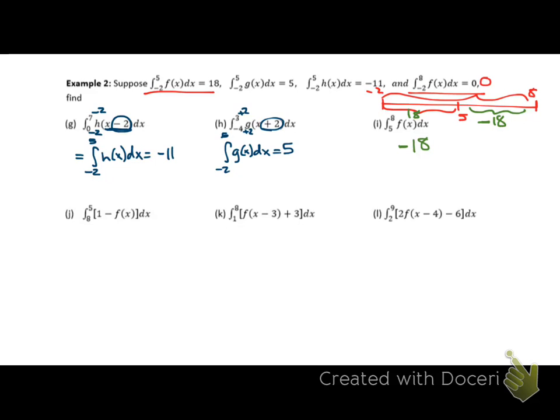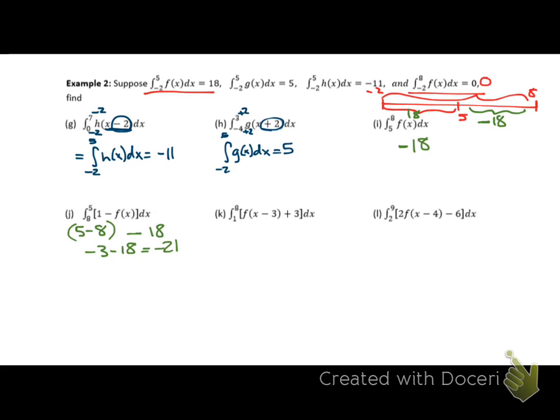J. We have 1 minus f of x dx from 8 to 5. Now, we know what it is from 5 to 8. It's negative 18. So f of x here is going to be positive 18, and we're subtracting it. So it stays minus 18. And then we have 1 times the top minus the bottom, which is 5 minus 8. Well, 5 minus 8 is negative 3. Minus 18 is negative 21.